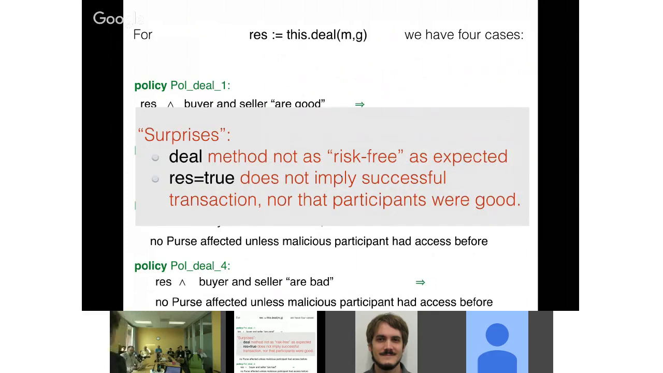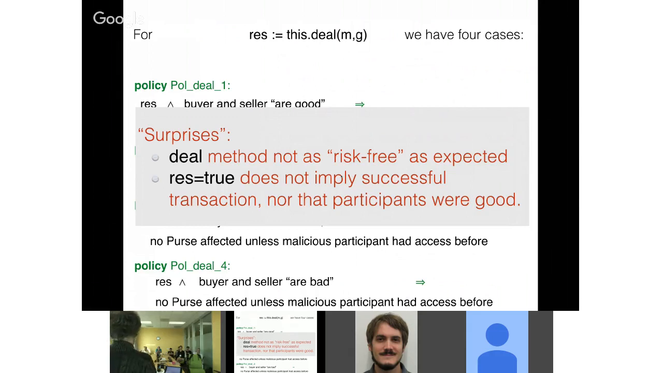And as we said earlier, James and I were surprised, and then Mark was also surprised. So that's wonderful. Why? The deal method is not as risk-free as we had expected. There is a little risk that is associated with the method, namely, if one of the malicious participants had access before, now that we call a method on him, he can go and create some havoc. And moreover, and more importantly, if the result is true, then this does not mean that the arguments were good, nor does it mean that the transaction did take place.